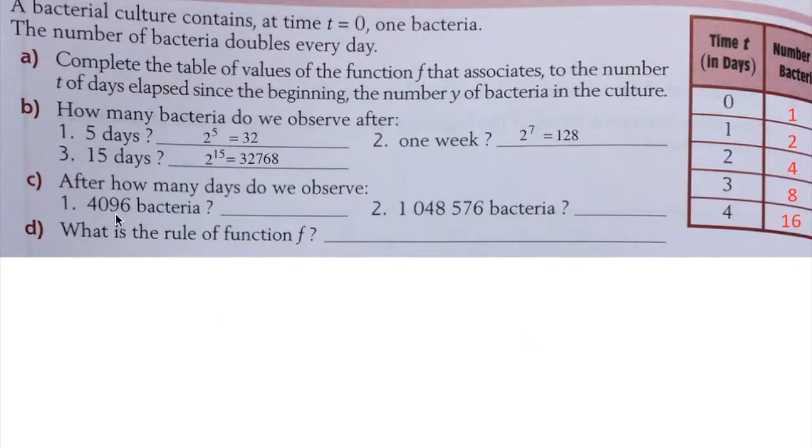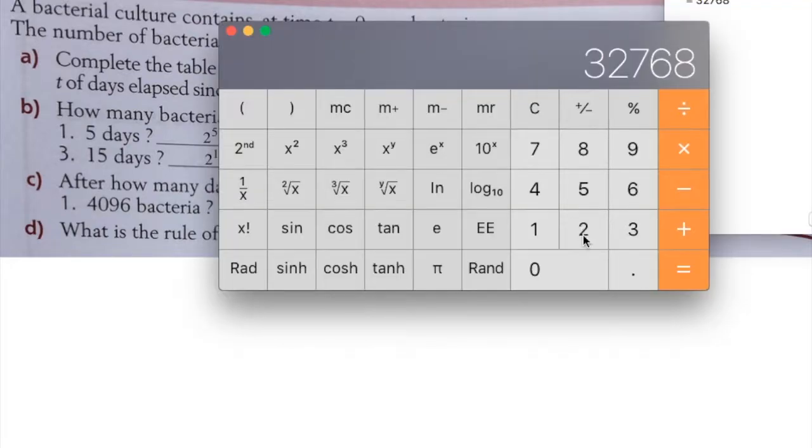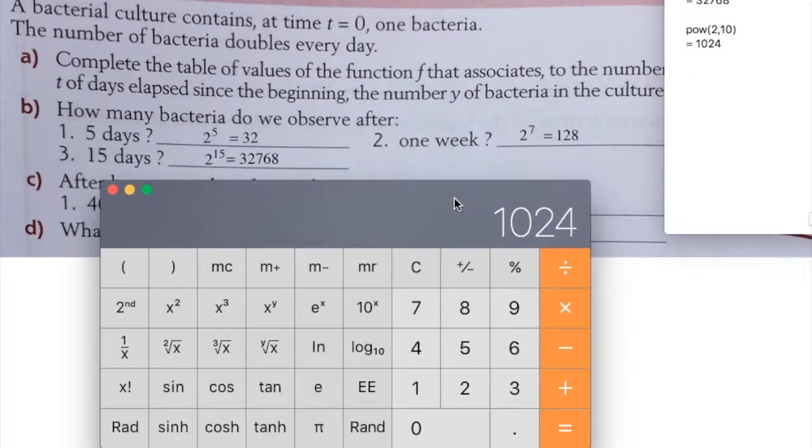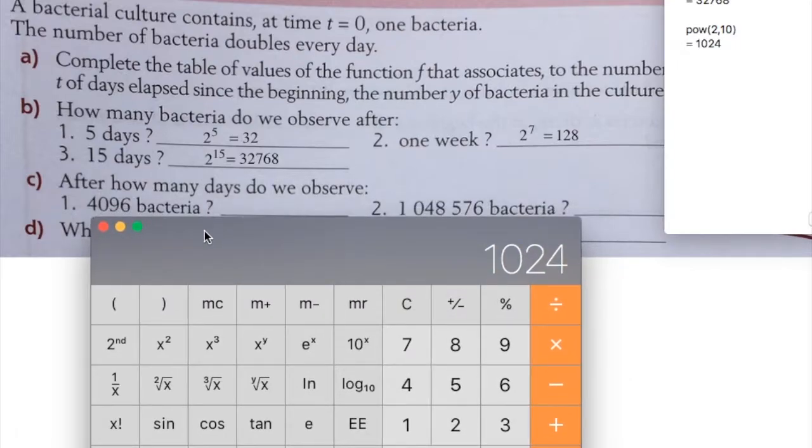After how many days do we observe 4,096 bacteria? Now we've got to go backwards. So we know it's going to be less than 15, right? But it's got to be more than 7. So somewhere between 7 and 15. Let's pick a number like 10. So 2 to the 10. We can trial and error this. 2 to the power of 10 is only about 1,000, and we're looking for 4,000. So we're not there.